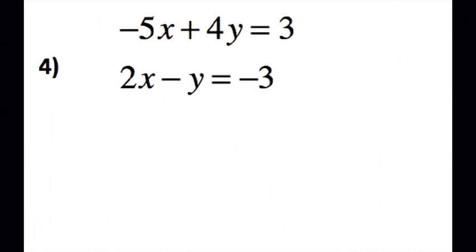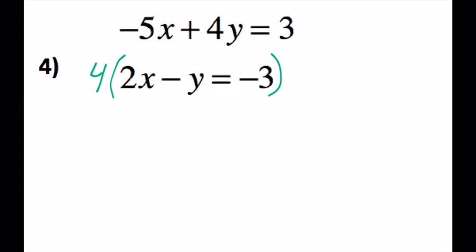Okay, here's number 4. And once again, you need to think about what's going to be the easiest thing to multiply by. And I can see that I have a positive 4y in the first equation and a negative 1y in the second equation. So I think it'd be easiest to multiply the bottom equation by a positive 4, so that I would have a positive 4y in the first equation and a negative 4y in the second equation. So I'm going to go ahead and do that.